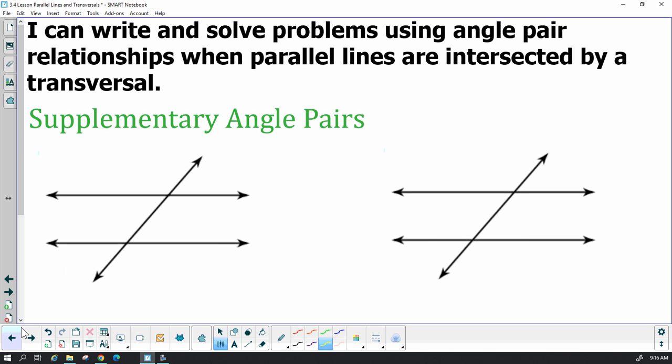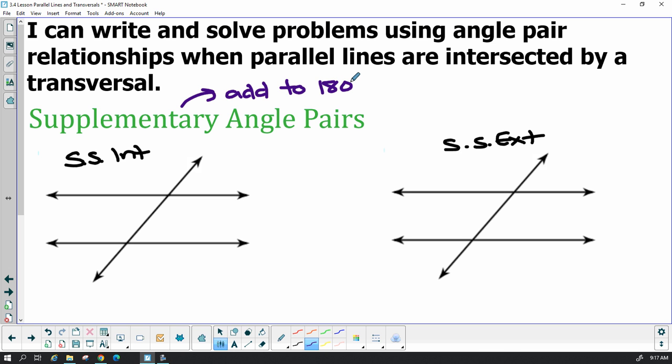If we can identify 2 angles are same side interior, I'm going to do SS int, or same side exterior, SS ext. If we have either one of those angle pairs, then we know they're supplementary. Reminder from the first lesson of this unit that supplementary angles add to 180 degrees. They don't always have to be right next to each other, but if they add to 180 degrees, they're supplementary.